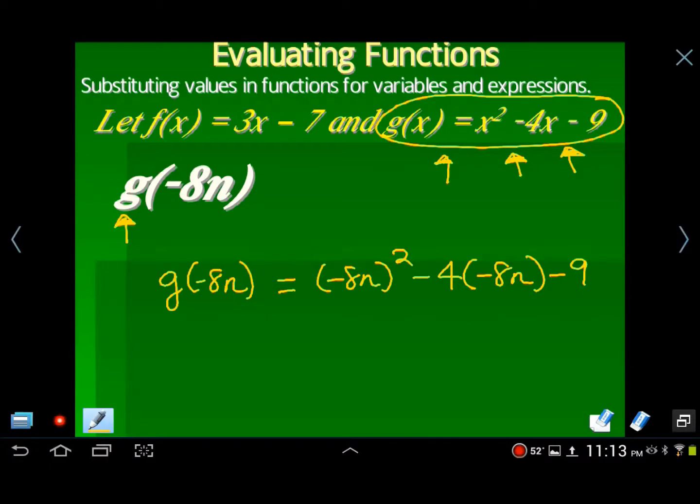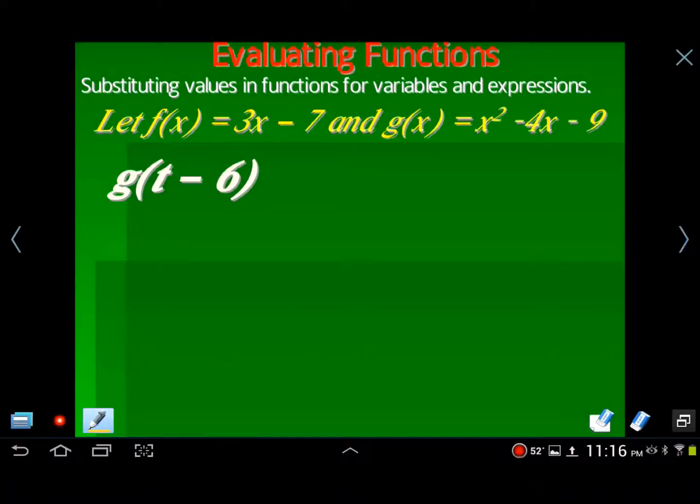Notice I used parentheses to help me organize how it was set up. When we do this, negative 8n squared is going to be positive 64n squared. When we do negative 4 times negative 8n, that's going to be positive 32n. And then the minus 9 just drops down. Is there anything we can do to factor it in some way? Let's just leave it like this, and there you have it.